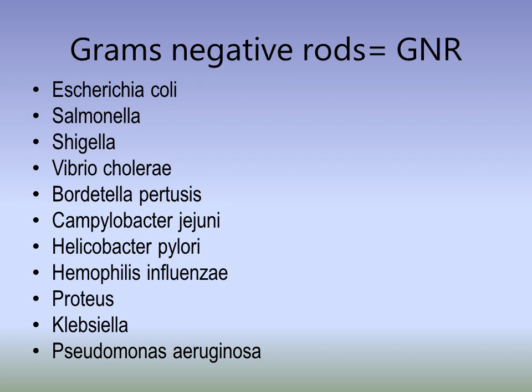Then we have gram-negative rods. The organisms included in this category are, for example, E. coli, Salmonella, Shigella, Vibrio cholerae, Bordetella pertussis, Campylobacter jejuni, Helicobacter pylori, Haemophilus influenzae, Proteus, Klebsiella, and Pseudomonas aeruginosa. All of them are examples of gram-negative rods.